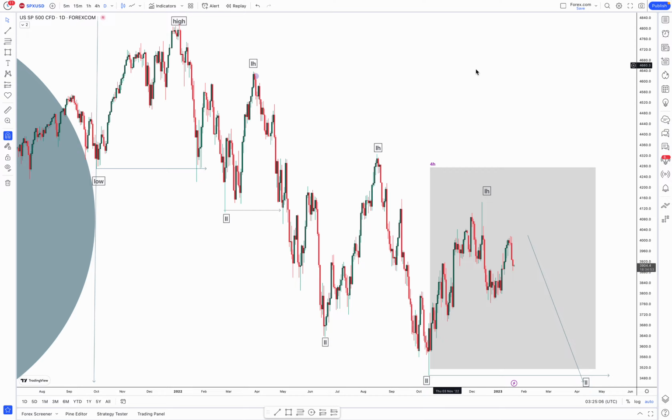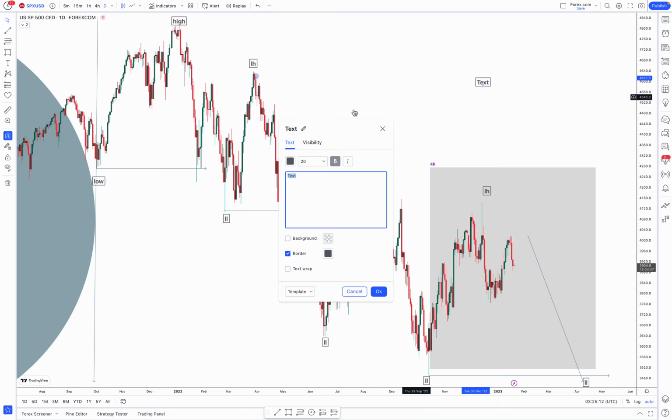Okay, so let's just write a couple of bullet points on the daily. Let's write a couple of bullet points so we understand what's going on. So the daily time frame is bullish.